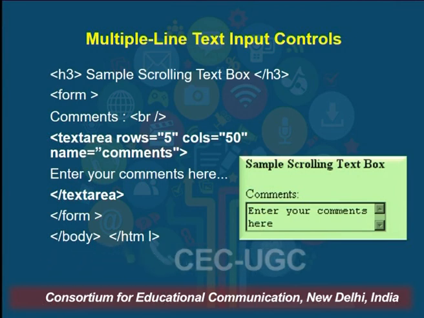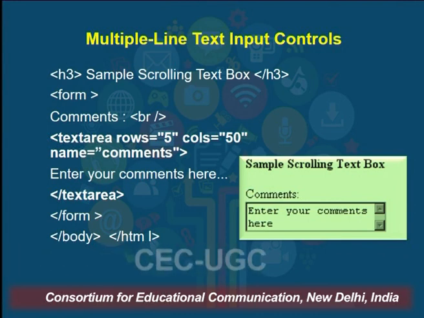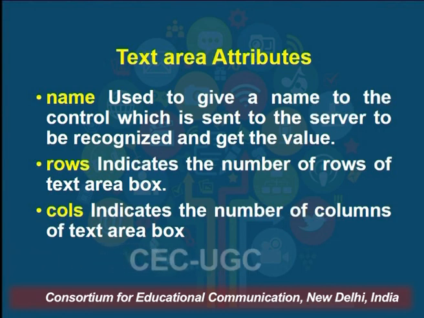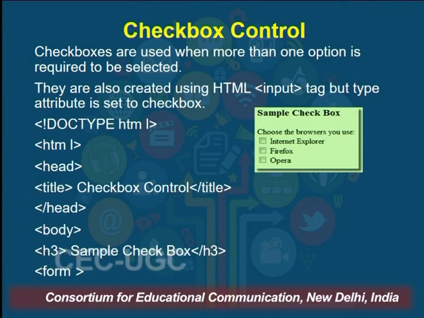So here we are writing "enter your comments here", so that is becoming the default value of your text area in this case. Again, text area we already discussed: you will give the name, the size can be specified using the rows and the columns, and you will always give a name to your text area. So these are the three types of controls, that is input type equal to text, input type equal to password, and text area, which are used to allow the user to enter single line or multiple lines of text.